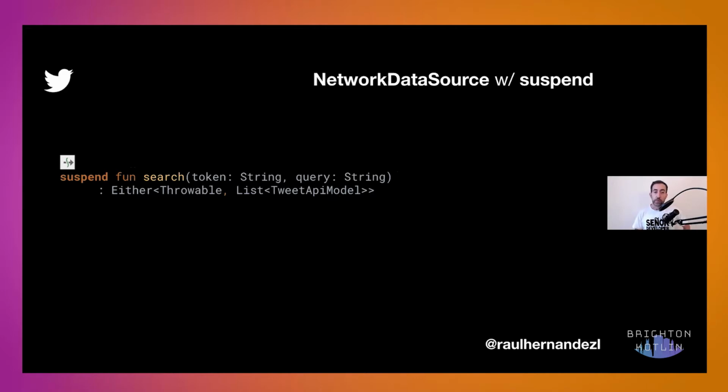And I will return those values with an operator called Either. Either comes from the Arrow library, which is a functional programming library. On the left side of this Either operator, I have, if I have any problem, let's say a throwable or an exception.